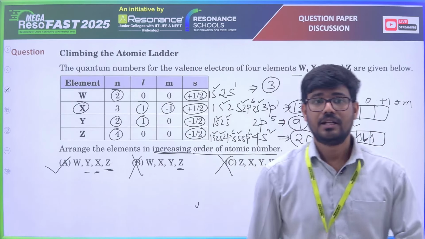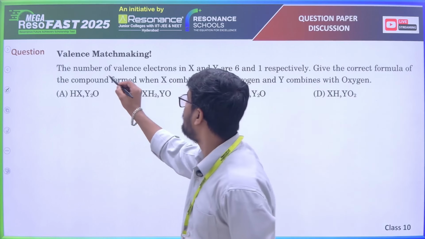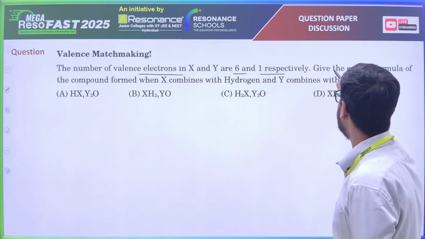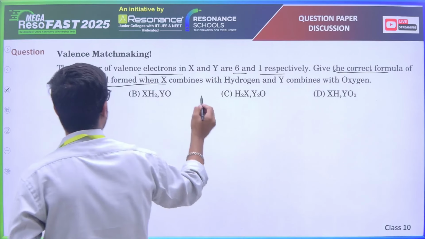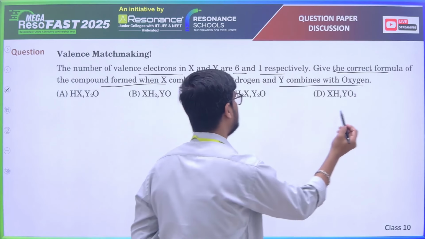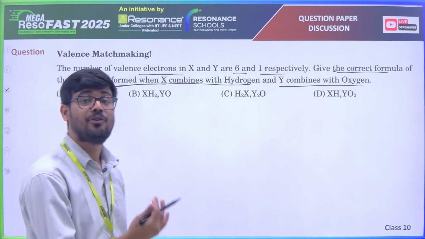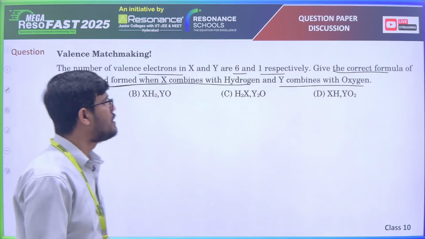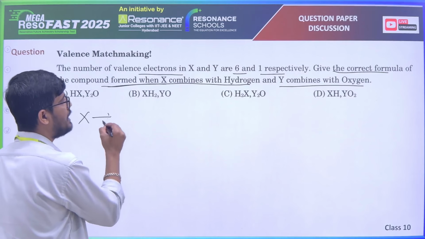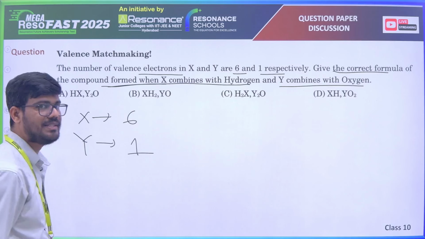Now come to our next question, valence match. The number of valence electrons in X and Y are 6 and 1 respectively. Give the correct formula of the compound formed when X combines with hydrogen and Y combines with oxygen. So it is already defined, X will be combining with hydrogen and Y will be combining with oxygen. So now how will we solve this problem? Say X is having valence electron 6, Y is having valence electron 1. So this is the case.